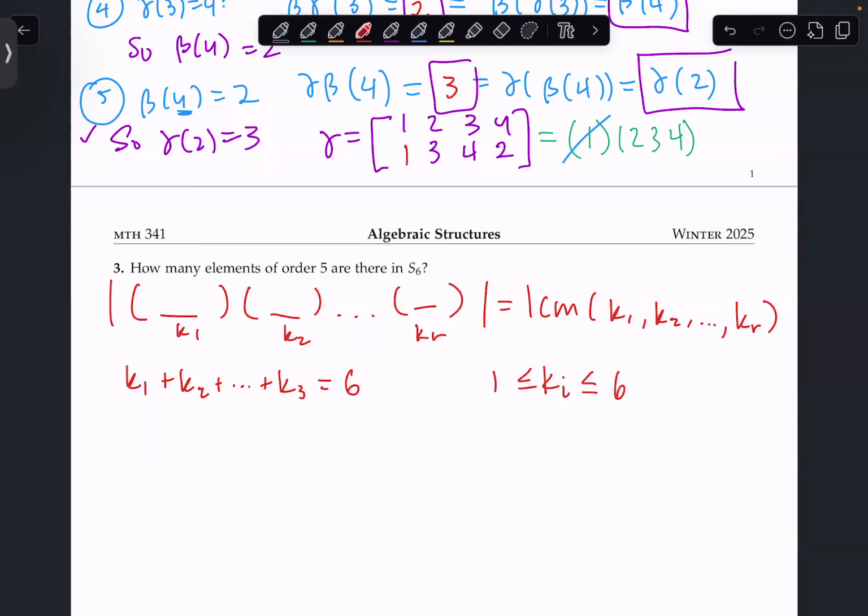The smallest K cycle I can have is length 1. Exactly 1 element shows up. The biggest I can have, if it's only a K cycle showing up in the product, will be my 6 here. Right, so the only KIs I can have here are going to be 1, 2, 3, 4, 5, or 6. And I want to decide between those, which ones give me back an LCM equal to 5. Okay, so can we think of any of these lengths so that the LCM gives us back 5 and so that their sum is equal to 6?